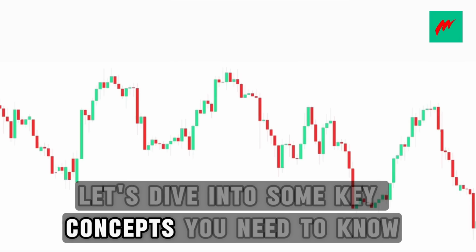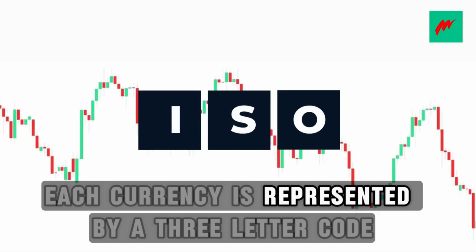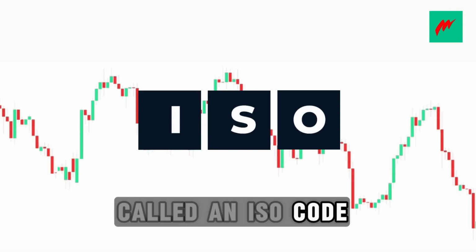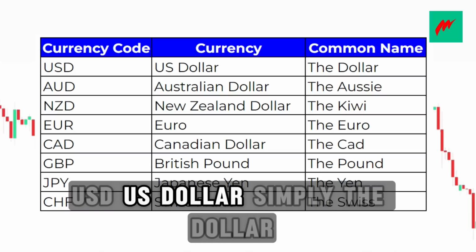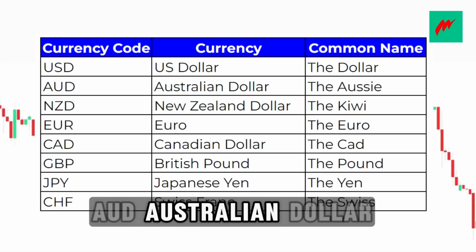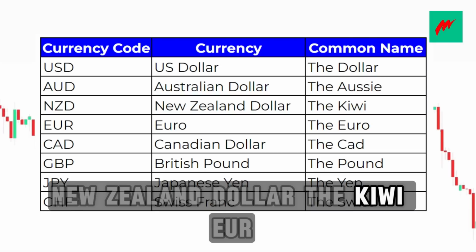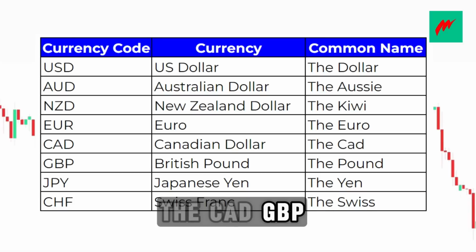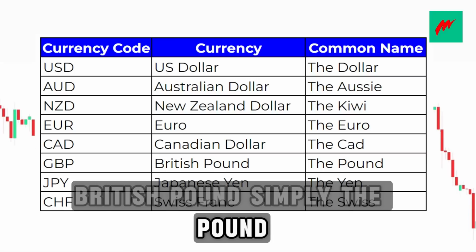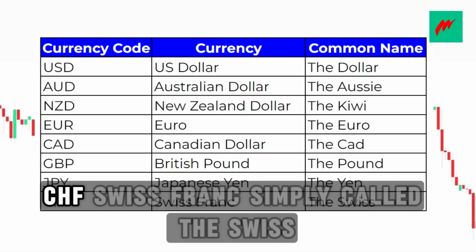Let's dive into some key concepts you need to know. Currency abbreviations. Each currency is represented by a 3-letter code called an ISO code. Here are some of the main currencies traded: USD, US dollar, simply the dollar; AUD, Australian dollar, the Aussie; NZD, New Zealand dollar, the Kiwi; EUR, the euro; CAD, Canadian dollar, the CAD; GBP, British pound, simply the pound; JPY, Japanese yen, simply just yen; CHF, Swiss franc, simply called the Swiss.